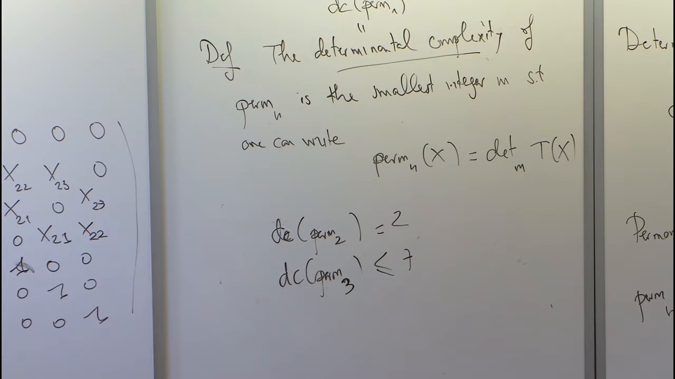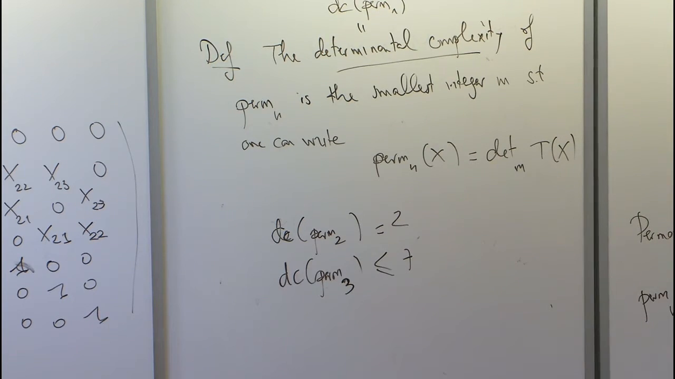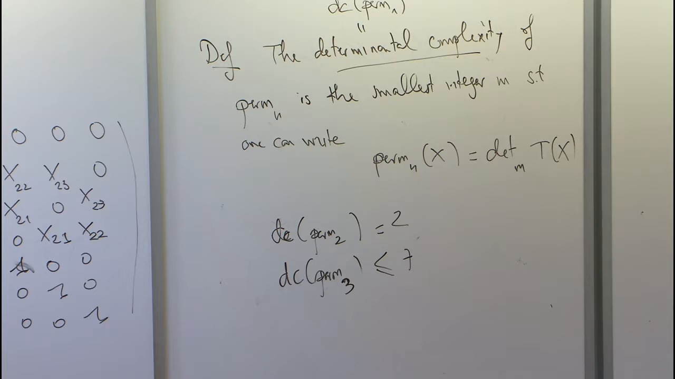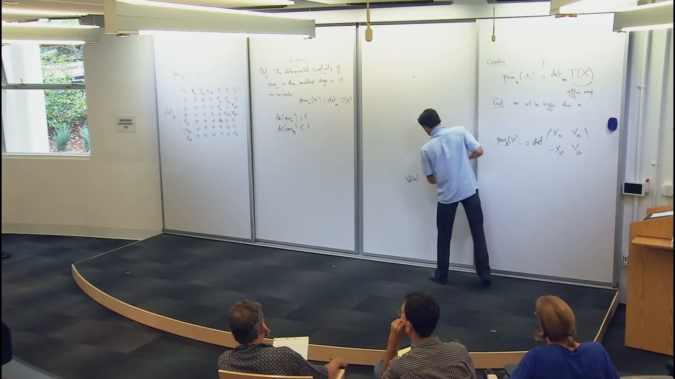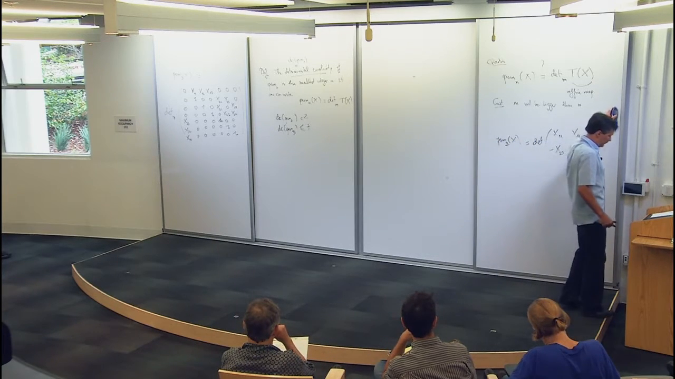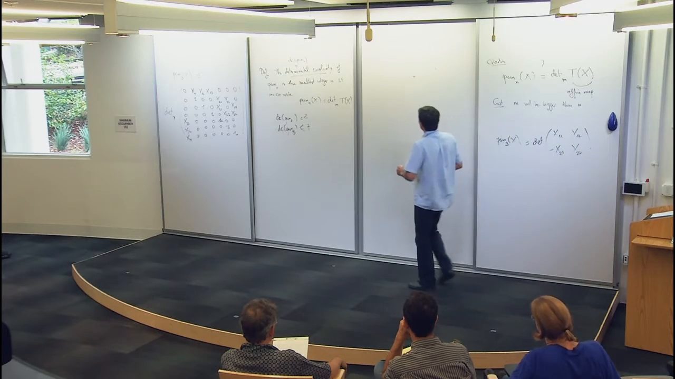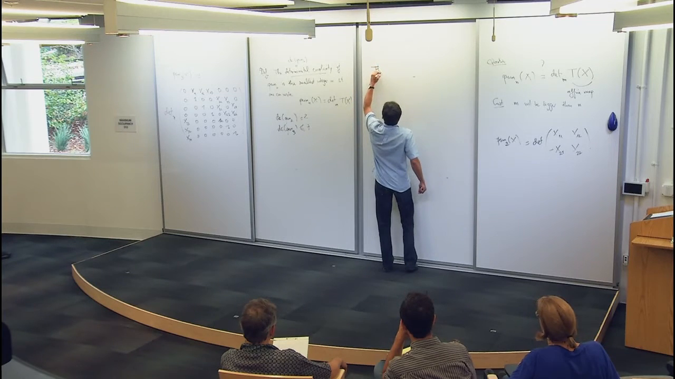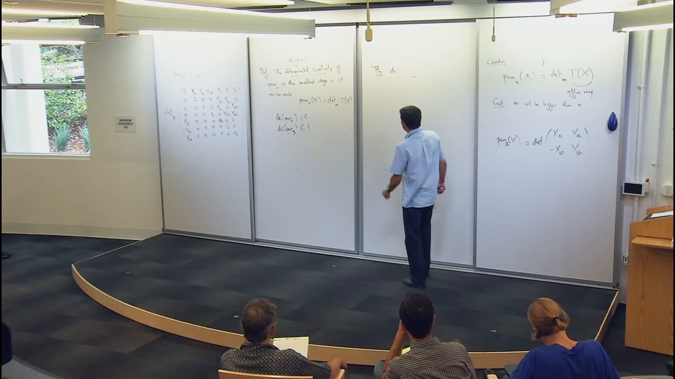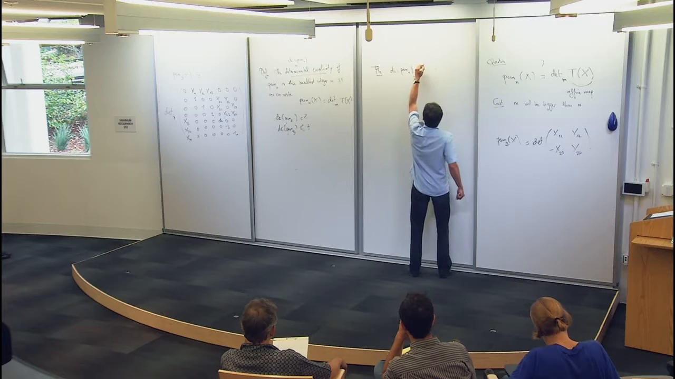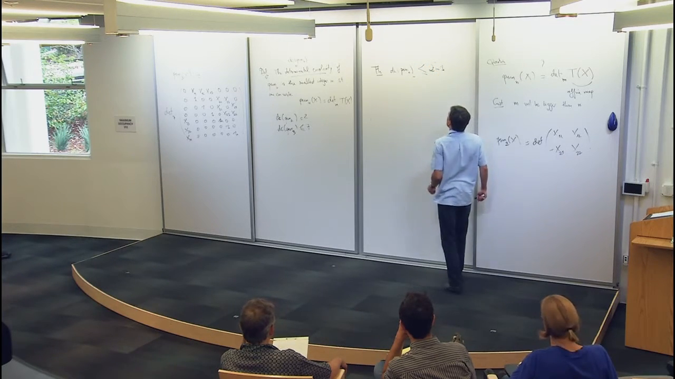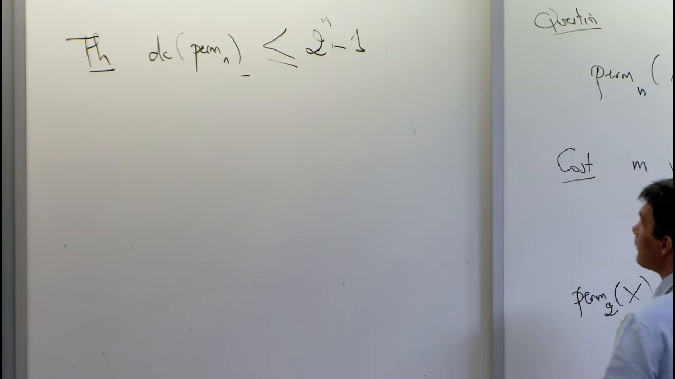So what else? So it's interesting to have upper bounds, lower bounds. So questions so far? So I want to give you a proof of the following statement. So it's a theorem that the determinantal complexity of perm n is at most 2 to the n minus 1. Okay, so I'll give you a way to express the permanent as a determinant of this hopefully big size.